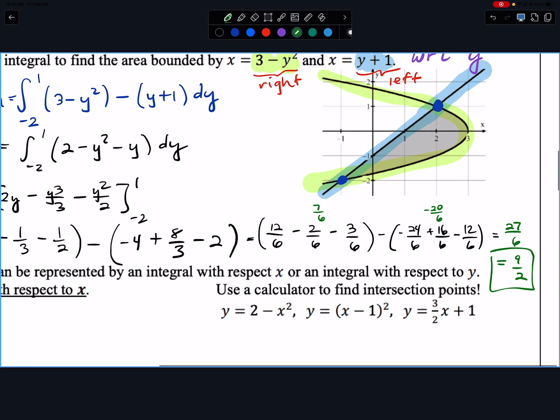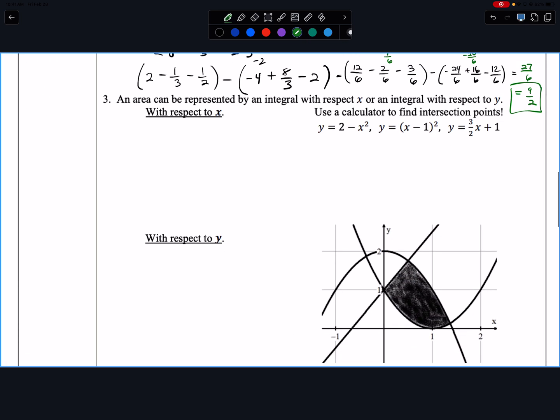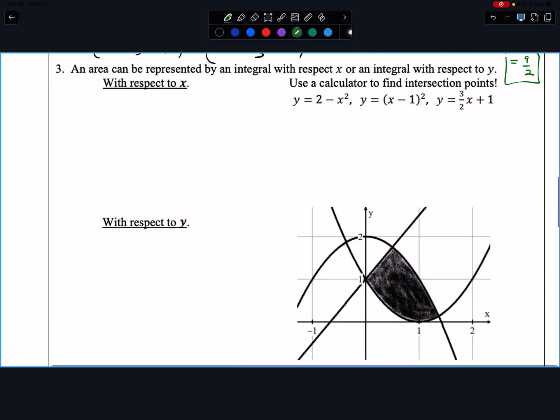You will have a problem on your homework like this, where you're given a graph with a bounded area, and it wants you to set it up if you're going to solve it with respect to x, and then also set it up to solve it with respect to y. You're not actually solving it, you're just setting it up, okay? So let's do it with respect to x first.